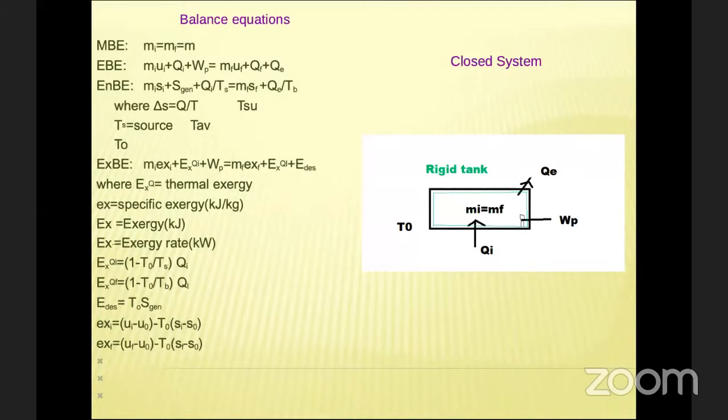So m_i s_i plus entropy generation plus, because of this Q_i by T_s, so it is once again the Clausius inequality, Q_i by T_s. This is because of the heat transfer Q_i. This is equal to the final m_f s_f plus, already Q_E is rejecting, right? So Q_E by T_B. Look at this. I have written some temperatures here one by one, T_B, T_SU, T_AV, T_0.